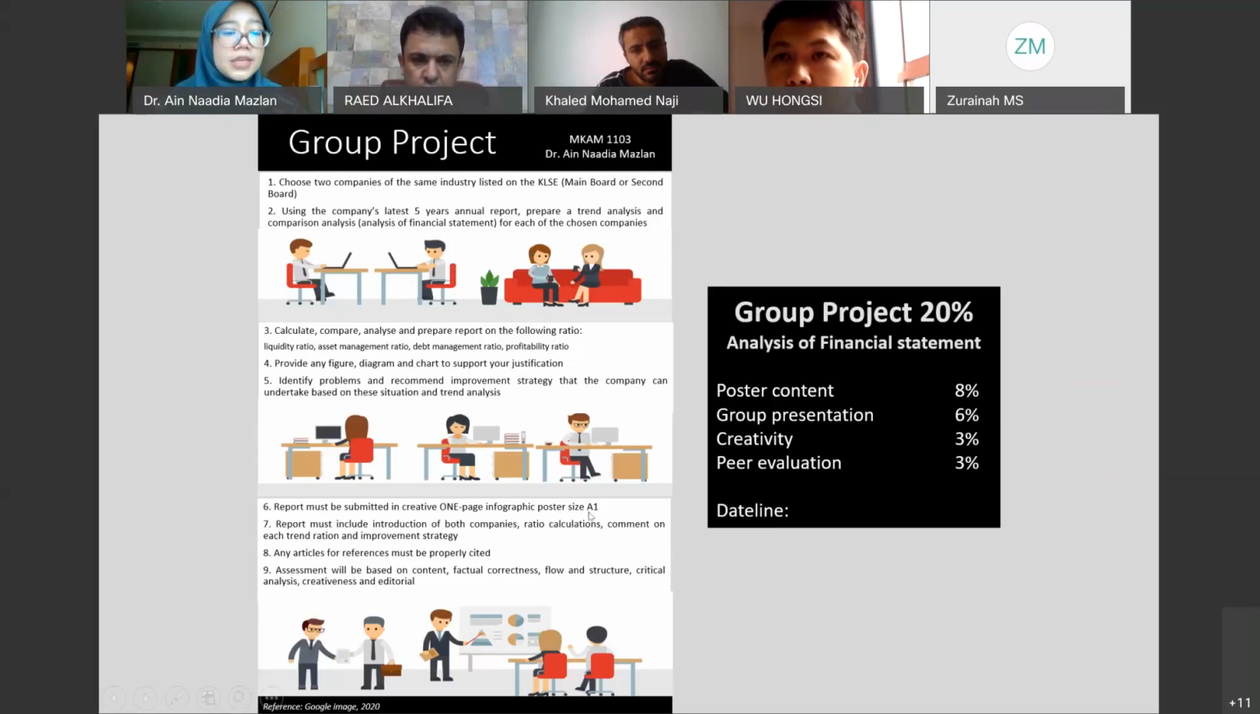Okay, so basically you're just going to do 1 page only. No need to do a lot. 1 page but it must be an infographic, and it should be in poster size of A1. Okay, and then the report must include everything properly cited.